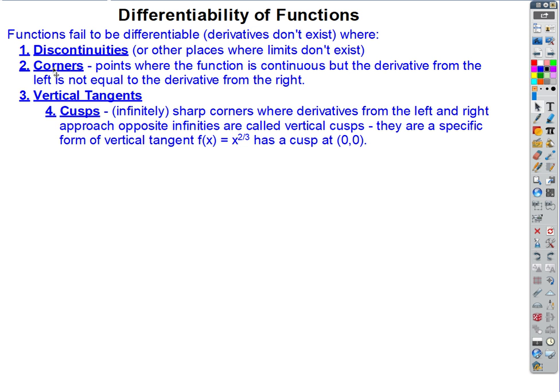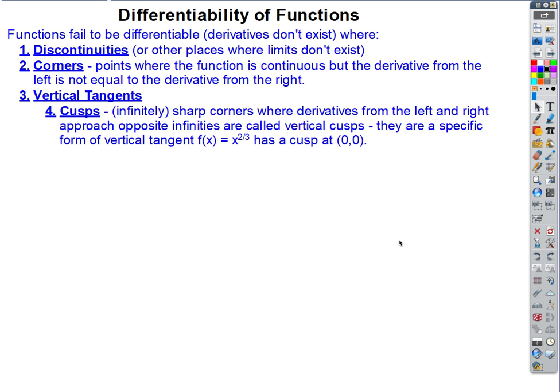Hence, example 2, corners, right? If there's a corner on a function, and we looked at an absolute value function, it has a V shape to it. At the apex of the absolute value function, at the point of the V, you can't define a derivative there. Because if an ant takes a step to the left as compared to a step to the right, he's going to experience different slopes, and so there is no tangent line, right? And that's really what a derivative does, it gives us a slope of a tangent line. So at corners, we don't have derivatives. Even though the function's continuous, it's not differentiable.